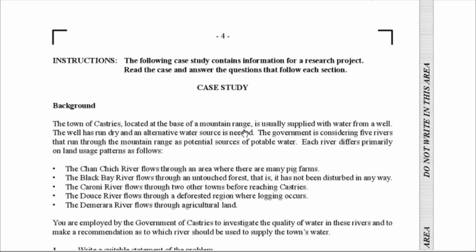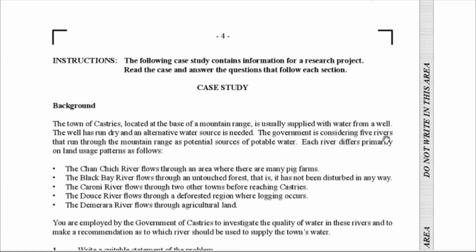So we have the background information, so you're seeing similarities already. So in the research project, you should start off with background information related to the actual project you're doing. So here it says the town of Castries, located at the base of a mountain range, is usually supplied with water from a well. The well has run dry and an alternative water source is needed. So we're seeing an issue that is shown here. So a well running dry, you need an alternative water source to depend on.